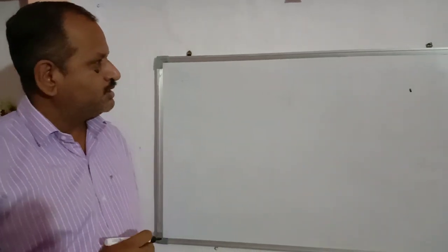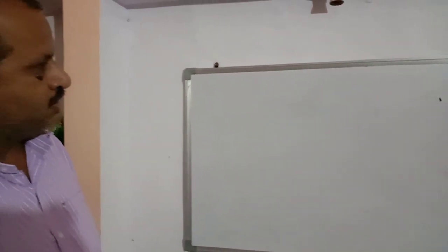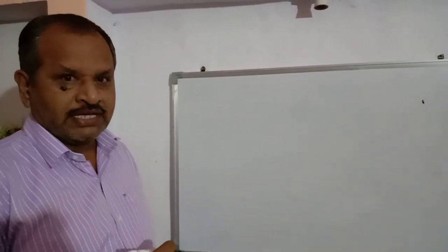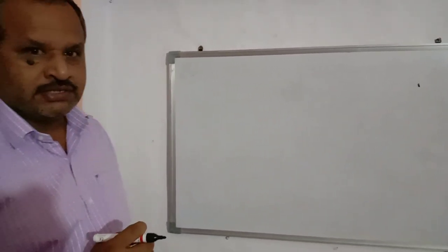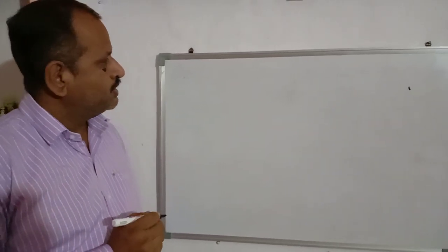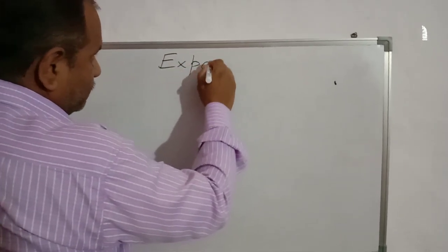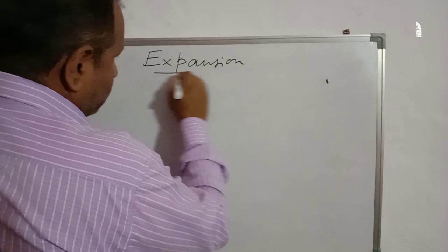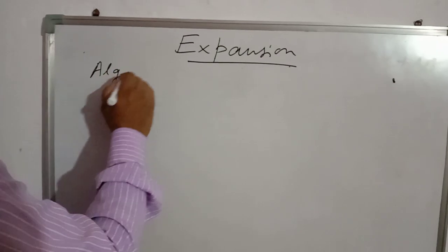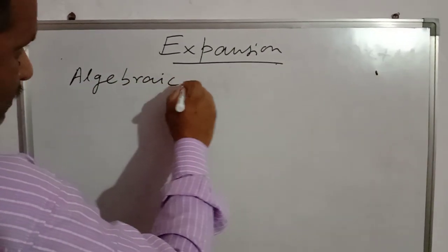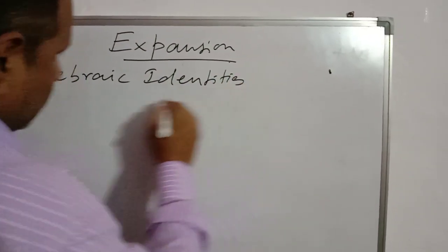Today I am going to teach the topic expansion, in which we will discuss the algebraic identities. You have already studied about it in class 8th. This is part of the mathematics syllabus in class 9th ICSE board. So let us start the chapter expansion. In expansion we will study some algebraic identities.